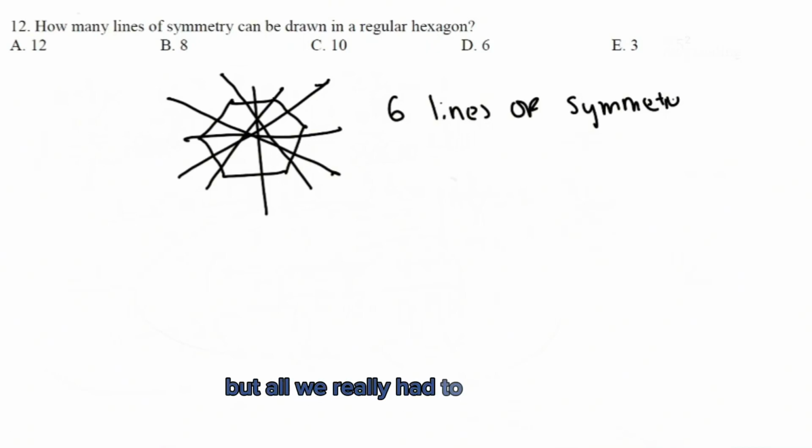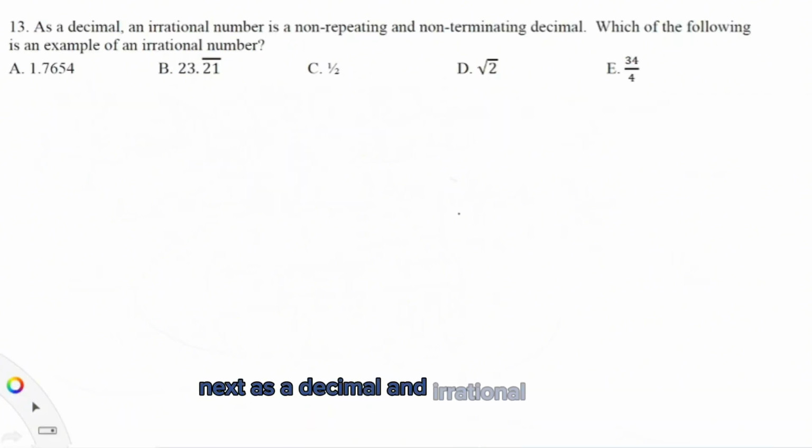But all we really had to do was just count the amount of sides. So a hexagon has 6 sides, so there are 6 lines of symmetry. And that's your answer. Next, as a decimal, an irrational number is a non-repeating and non-terminating decimal.